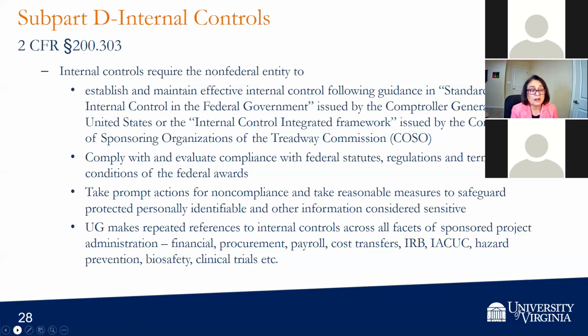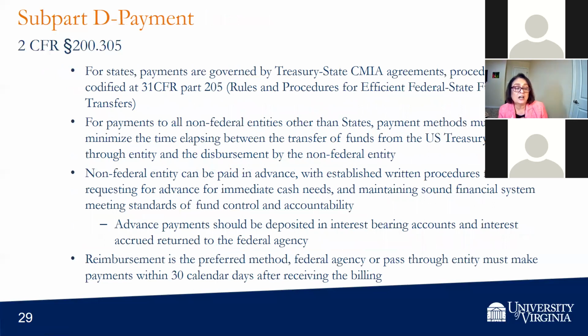Now, subpart D talks about the payment. Since we are not a state agency per se, we are a state-funded Institute for Higher Education. We fall in the university IHE group, but for states, the payments come directly from the government through their CMIA agreements. For us, we have to submit invoices to the federal government requesting either advance funding or reimbursements.